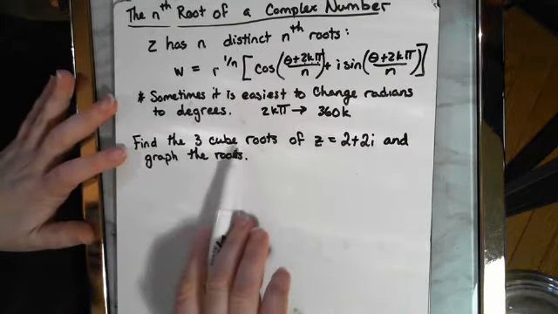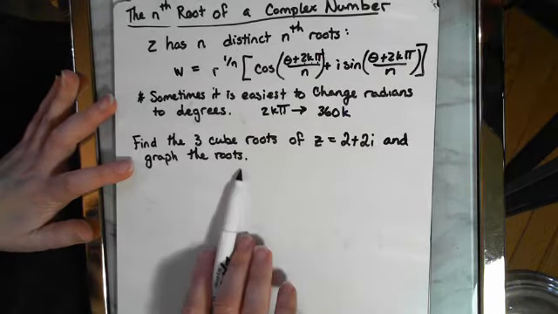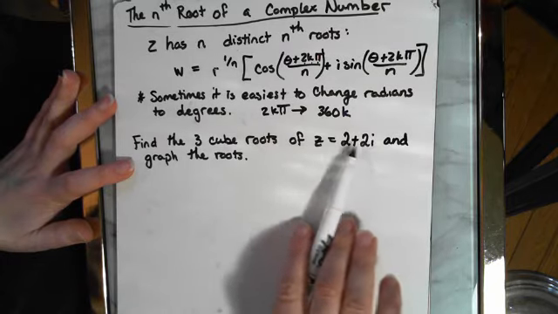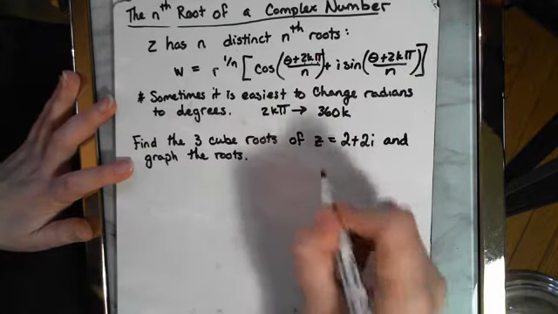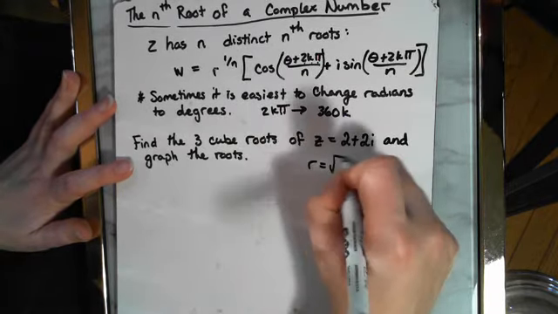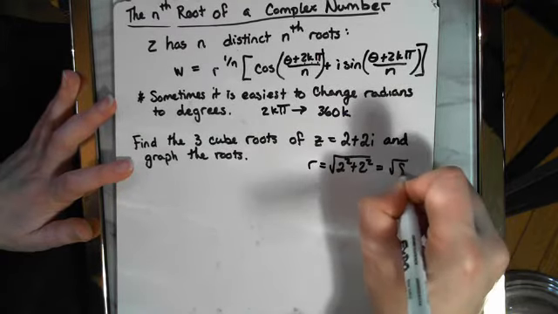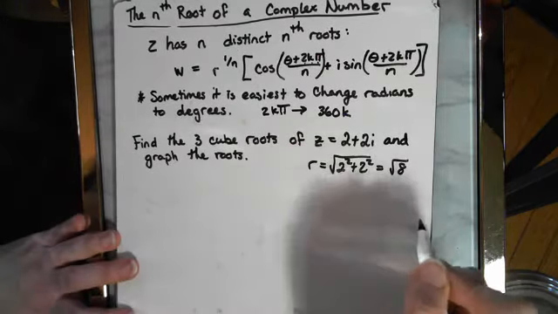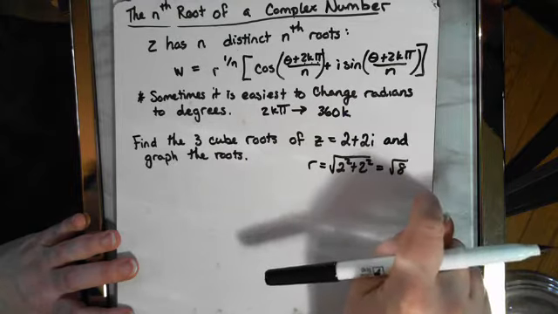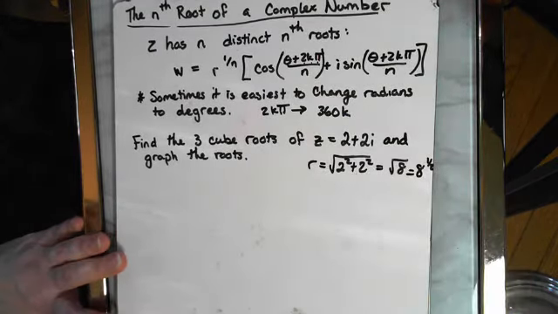It says find the 3 cube roots of z equals 2 plus 2i and graph those roots. Now notice, again, this is given in rectangular form. We need to find the polar form of this. Okay, so for r, it's going to be the square root of 2 squared plus 2 squared, which is the square root of 8, or 2 times the square root of 2. Okay, I'm just going to write this as 8 to the 1/2 power. And I'll deal with that later.